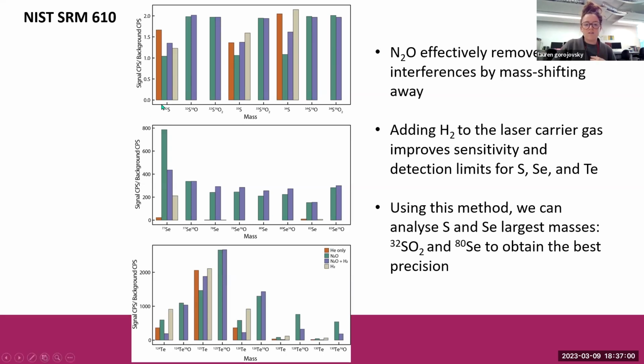So essentially, I've analyzed different masses of sulfur, selenium, and tellurium, and I've measured them en masse and then mass shifted products. So what I found was that nitrous oxide effectively removes the interferences by shifting them away. Adding hydrogen to the laser carrier gas significantly improved the detection limits for sulfur, selenium, and tellurium. And by using this method, we can analyze the largest masses of sulfur and selenium, which have the most severe interferences, so on mass 32 of sulfur and mass 80 of selenium. And so therefore we can obtain really good precision.